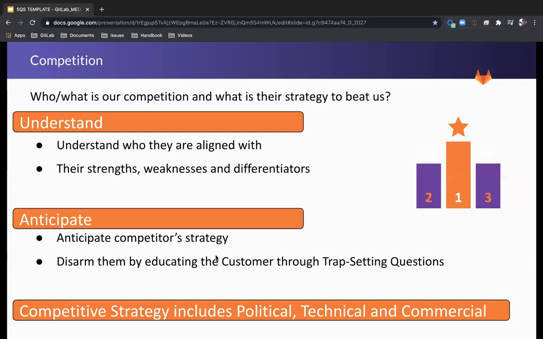So some questions to ask yourself when dealing with the competition: who are your internal and external competitors? Have you discussed this with your client? Who are your competitors' champions, and what's their role and level of influence, as well as their relative power and influence on the account? Also, what is your plan to counter the competition's sales strategy? So all of these are things that we want to take into account when going up against the competition.